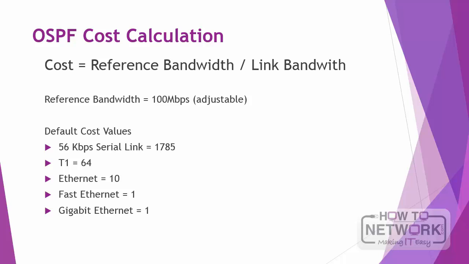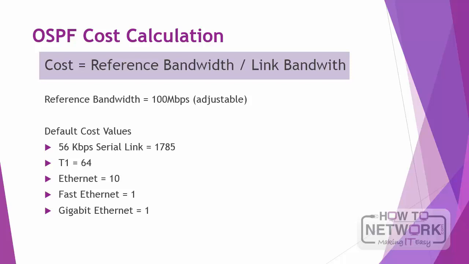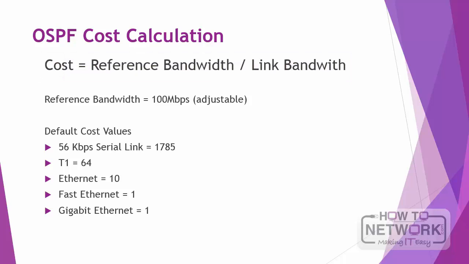The formula for calculating the interface cost is reference bandwidth divided by link bandwidth. The default reference bandwidth is 100 megabits per second, but this can be modified, just as the link bandwidth can be modified using the bandwidth command. Please note that the reference bandwidth should be modified in networks that contain a combination of 100 megabits per second and 1 gigabit per second links, because by default, all of these interfaces will be assigned the same OSPF cost. That's obviously a big design consideration and something you certainly could be tested on.